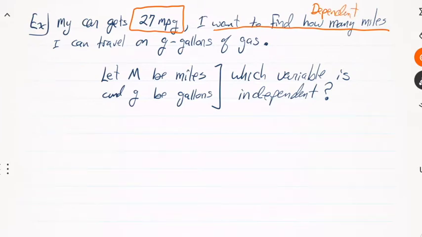So what you're going to be given is how many gallons of gas. So the independent variable is going to be g. So when we set up a coordinate with these things, or an ordered pair, the independent variable is going to go first, and the dependent variable is going to go second. So when I know how many gallons of gas I'm going to use, I'm going to be able to calculate how many miles I can travel. So that's pretty much how you're going to rip these problems apart.